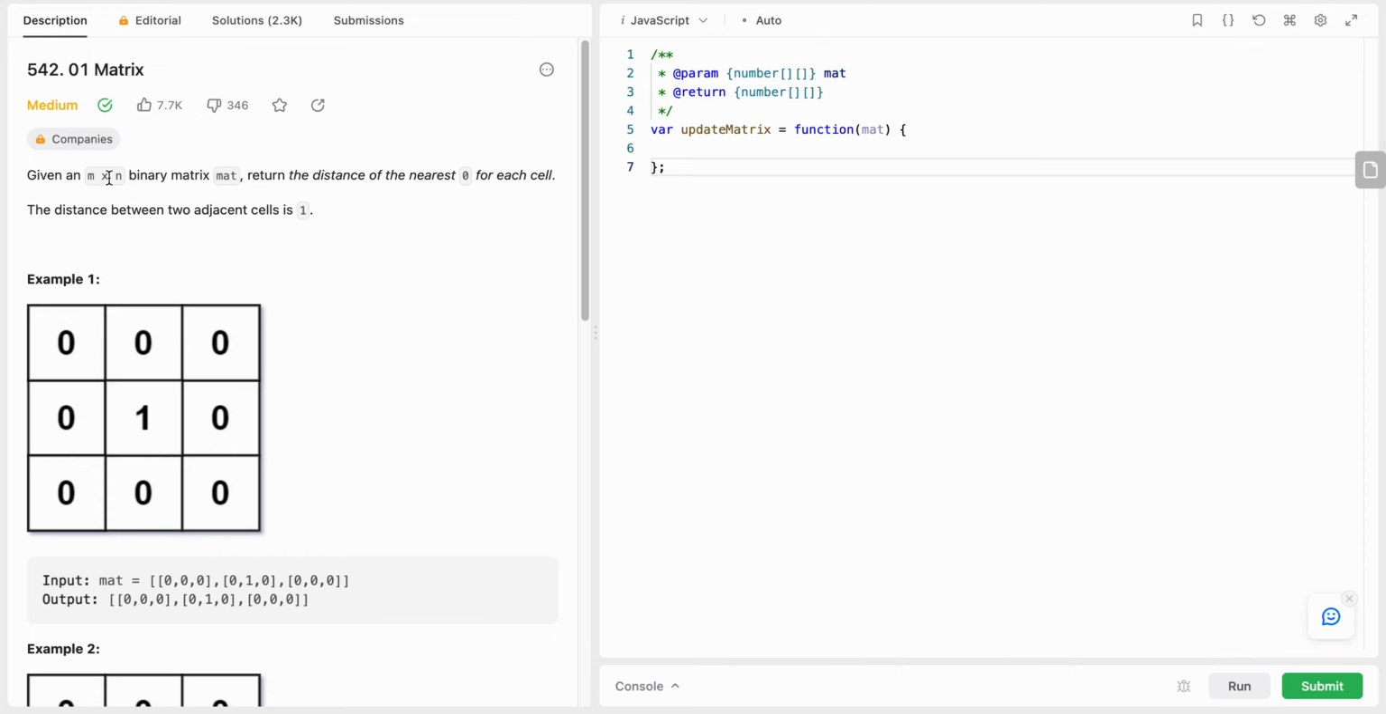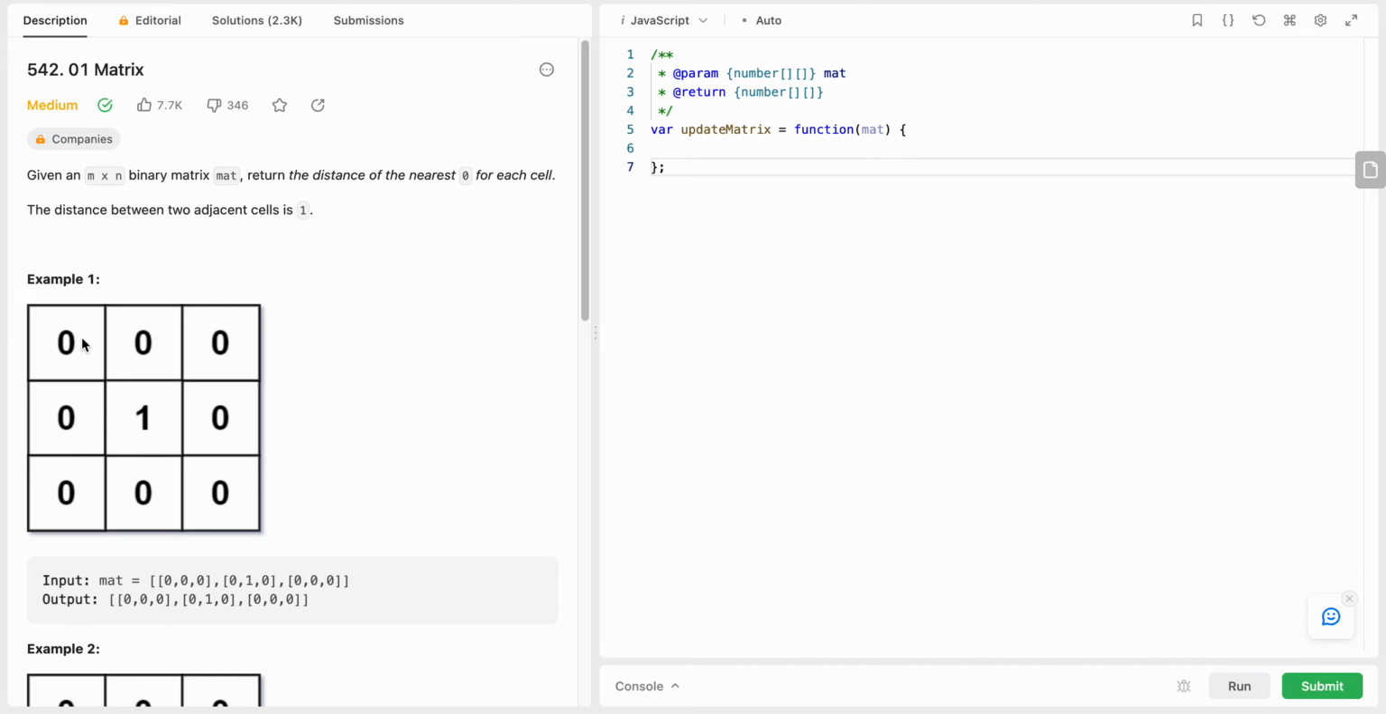Hello friends, today we are going to solve LeetCode problem number 542, 01 Matrix. In this problem, we are given an m by n binary matrix, which means that all the values in the matrix are either 0 or 1, and we have to return the distance to the nearest 0 for each of the cells. And each adjacent cell has a distance of 1 from each other.